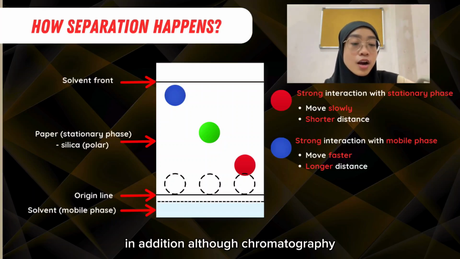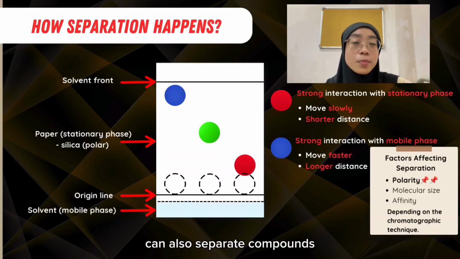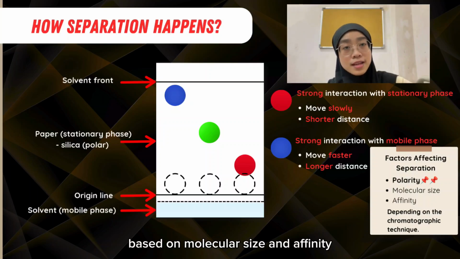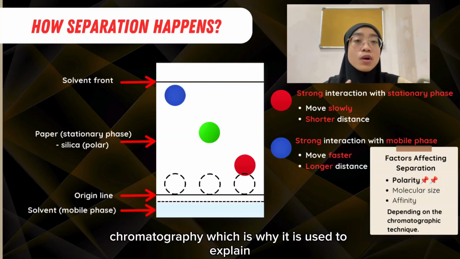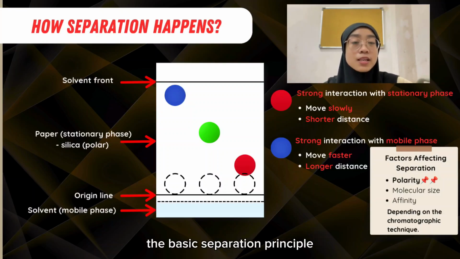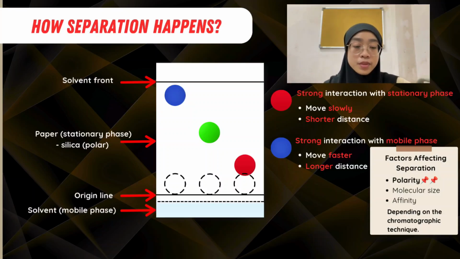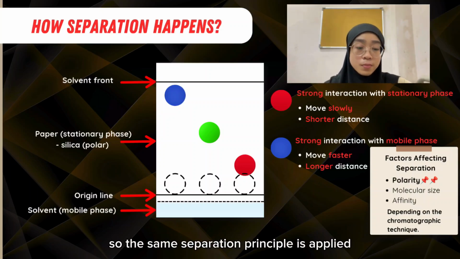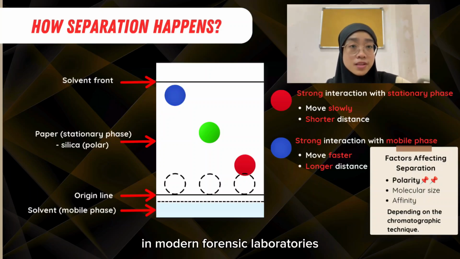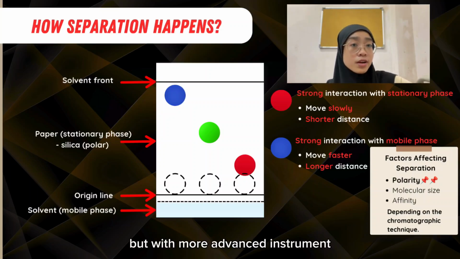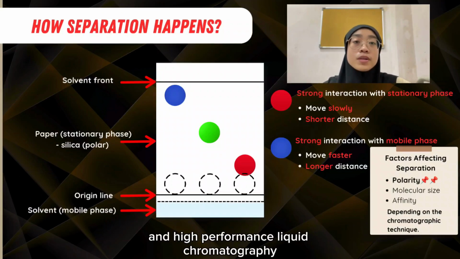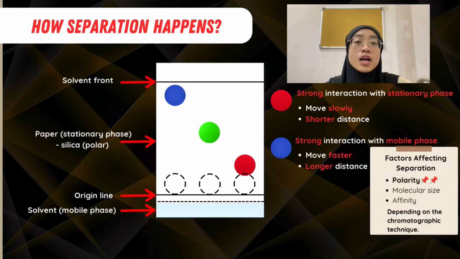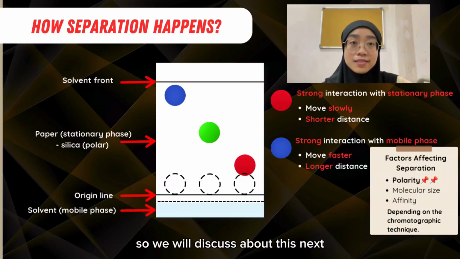In addition, although chromatography can also separate compounds based on molecular size and affinity, polarity is the main factor illustrated in paper chromatography, which is why it is used to explain the basic separation principle. The same separation principle is applied in modern forensic laboratories, but with more advanced instruments such as gas chromatography and high-performance liquid chromatography. So we will discuss this next.